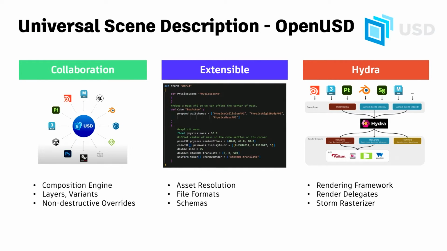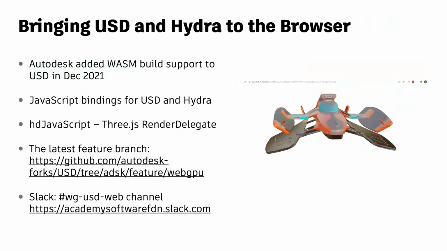And then, since we're talking about WebGL and WebGPU here, the rendering aspect, we have something called Hydra, which is a rendering abstraction framework, which is particularly interesting to us at Autodesk, and we're investing heavily in that part of USD. But it's really a way to separate how you describe scene data from how you render the scene data, so you can get more flexibility in using different renderers for your application.